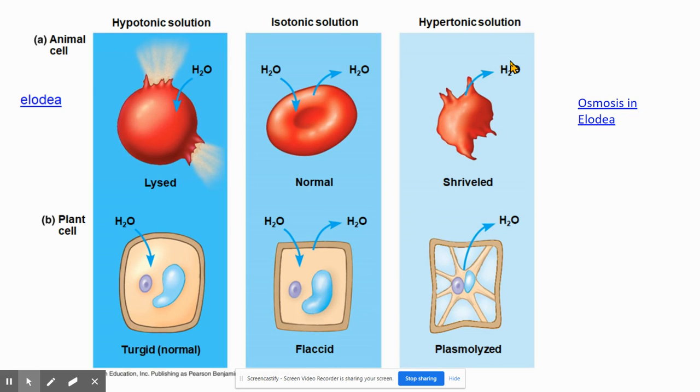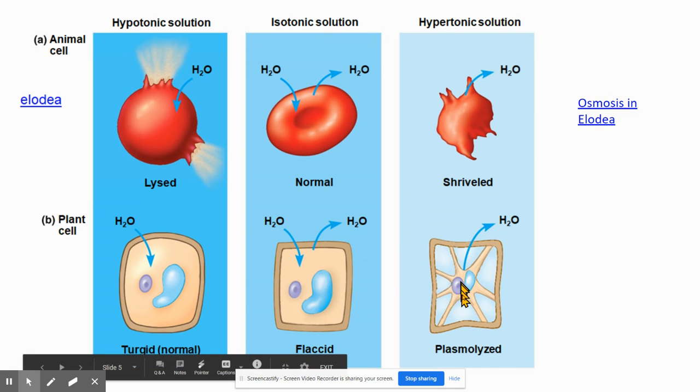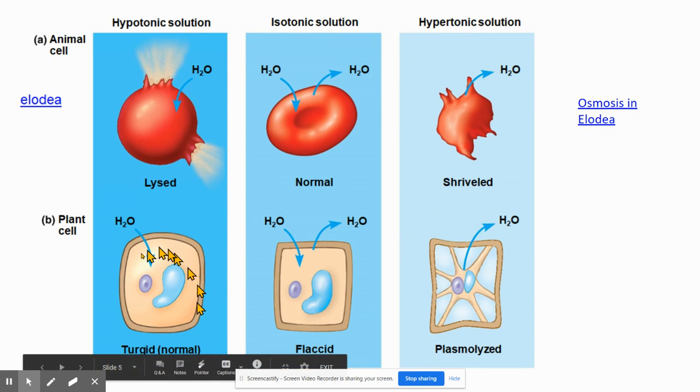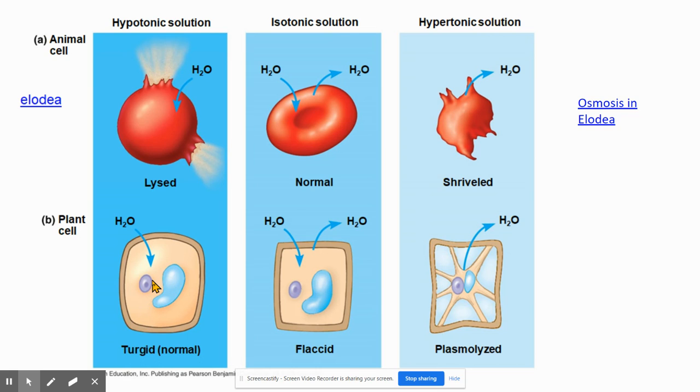So water is going to move out. And that means the cell is going to shrivel. In this case, the plant is going to die as well. The cell membrane is going to pull away from the cell wall and it's going to die. So this is the condition that animal cells like. This is the condition that plant cells like.